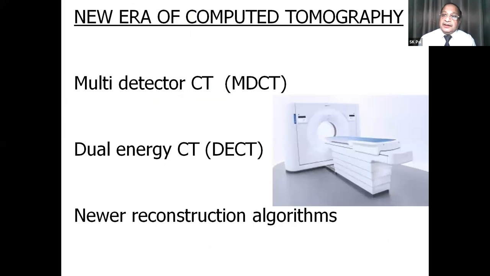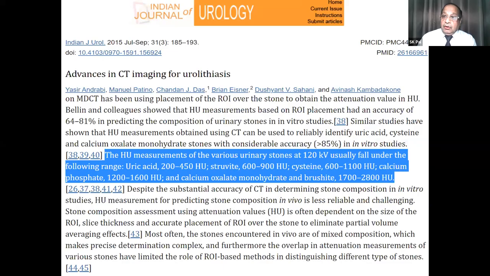Now we have got multi-detector CT, dual energy CT. There are new reconstruction algorithms available. So they do a 3D reconstruction, and nice images are provided with the CT urography. Also, CT Hounsfield units can even tell you how dense the stone is going to be, how hard this stone will be, and whether you will require laser or pneumatic or both together for breaking that stone. So much additional information you can also get through CT.